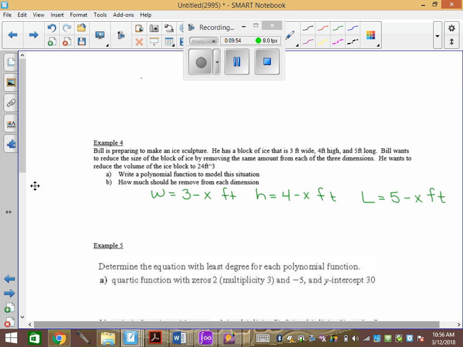So he wants to reduce the volume of the ice to be 24 feet cubed. So what kind of polynomial could I set up now? Because that's the reduced volume, correct? So what could I do? What's volume equal to? Length times width times height. Set it equal to 24. So we have 24, which is the volume, equals the width times the height times the length.